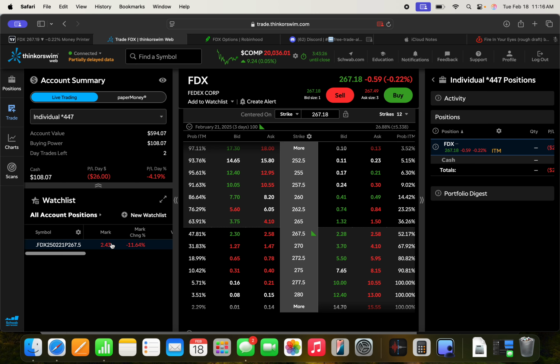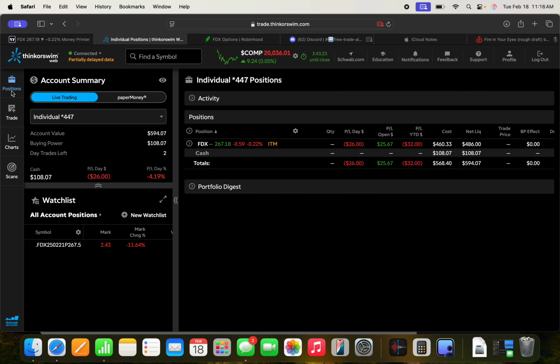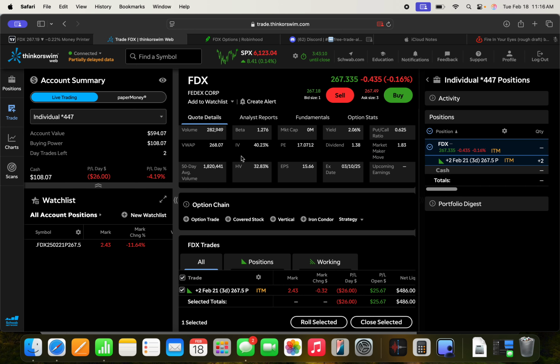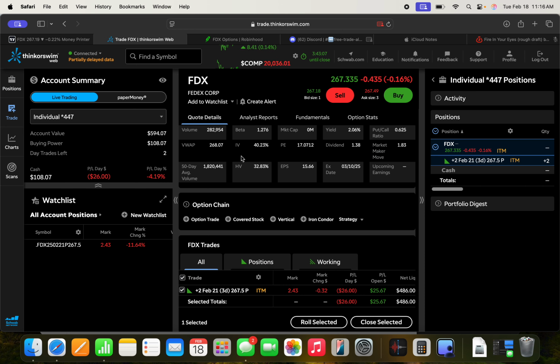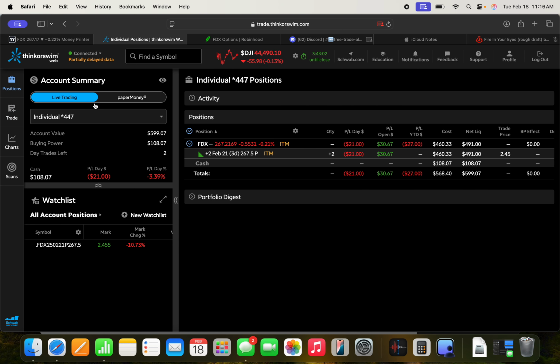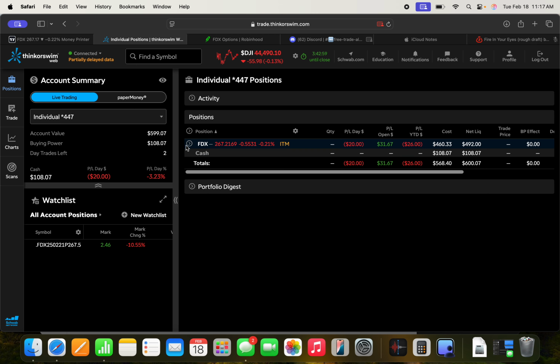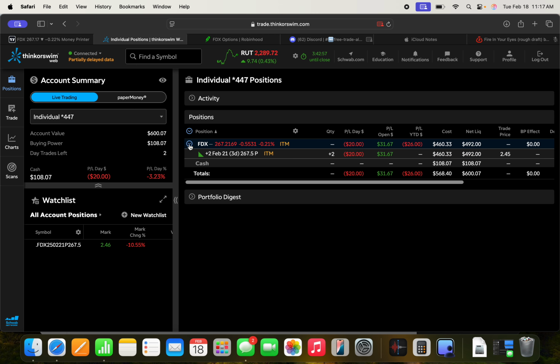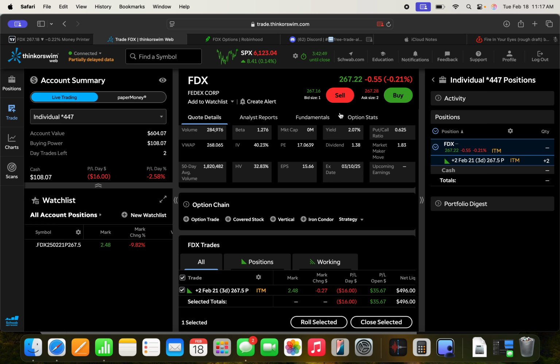So if I want to get out, I would go to my positions. Let's just say I click on FedEx. I'm not going to actually get out, but let's just say if I wanted to get out. So you press the arrow. Okay. Let me go back to positions here. You go to positions, you press the arrow. You're going to press the option chain right here at the bottom that pops up. And then you're going to press sell.